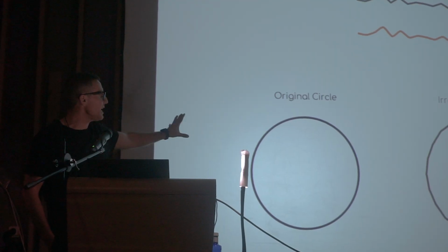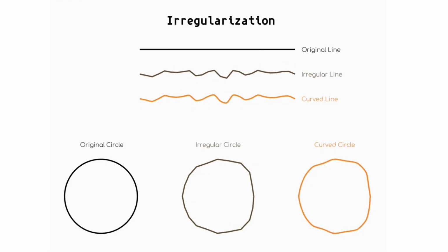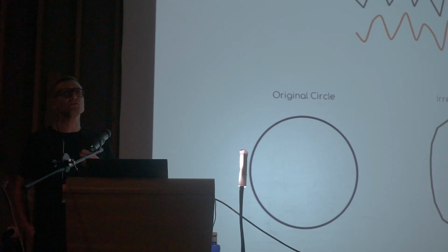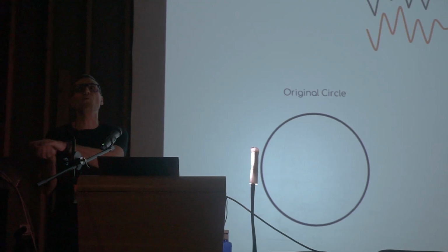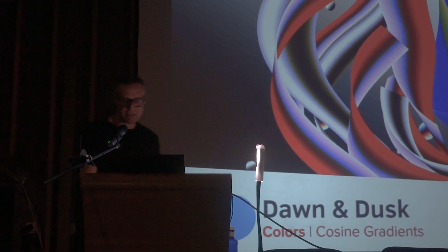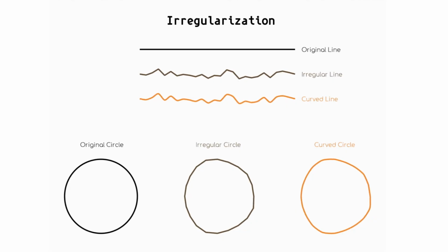The original shape is curved and irregularized a little bit, so it's not so cold. If you put a shape in your hand, you feel warm, in this case curved and irregularized.